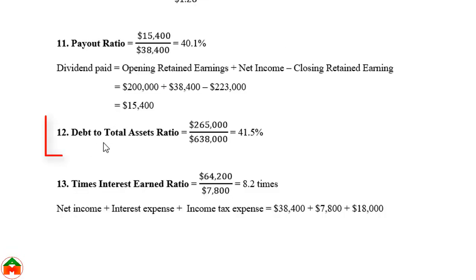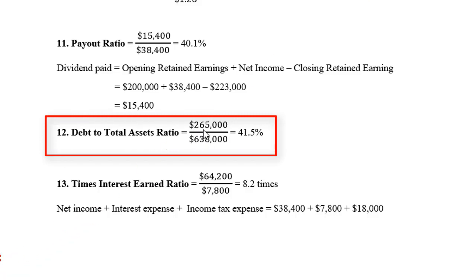We can see the debt to total asset ratio: 2,65,000, this is the total liabilities, both current liabilities and long-term liabilities, and 6,38,000, this is the total assets. The debt to total asset ratio is 41.5%. That means from the asset, 41.5% is provided by the creditors or liabilities.